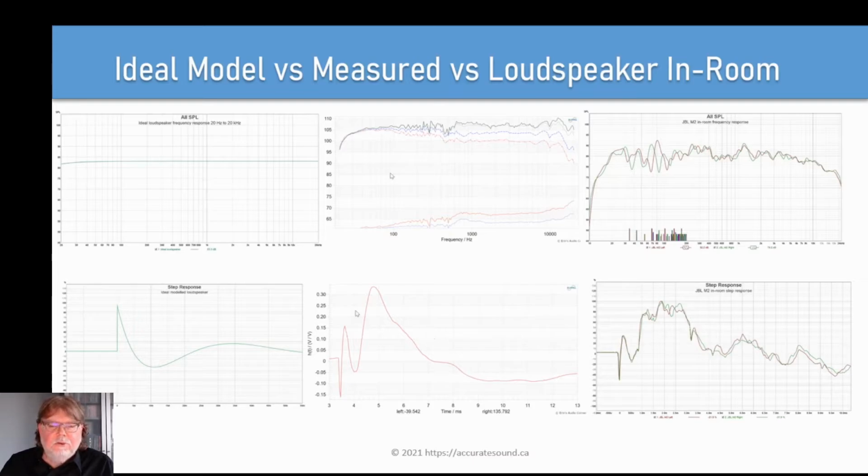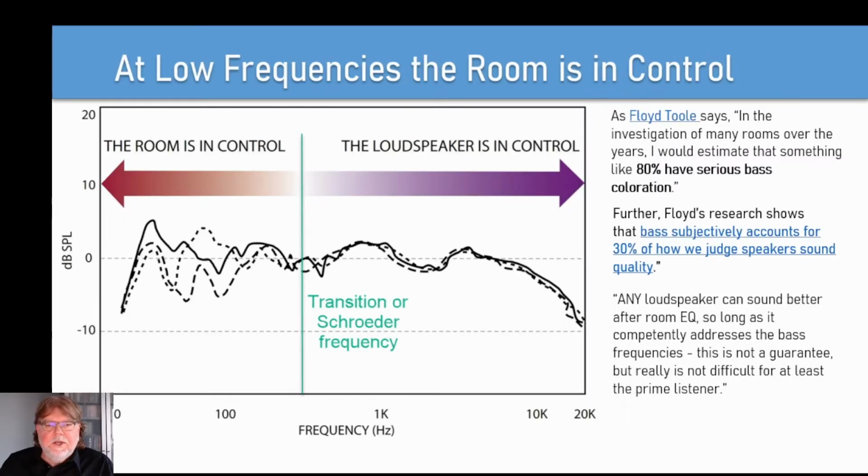So my point in showing this slide is that as we move further away from the ideal, we find that loudspeakers have some problems and the rooms have some problems with the loudspeaker in it. And so we're specifically going to look at initially the low frequency up and downs. What is the issue there? The issue is that at low frequencies, the room is in control.